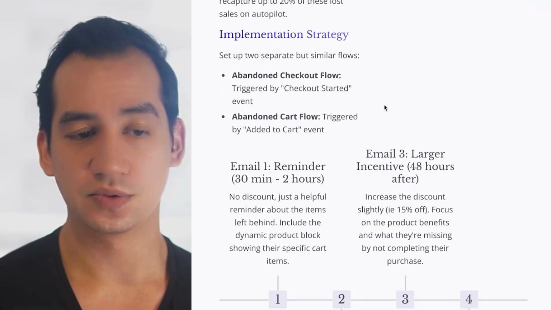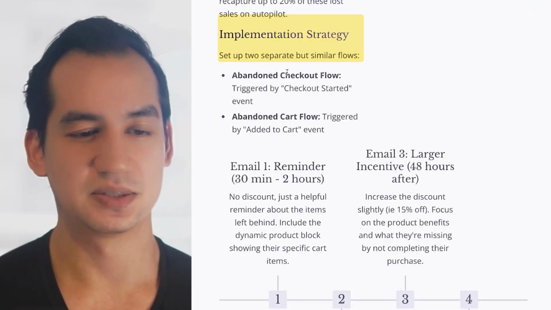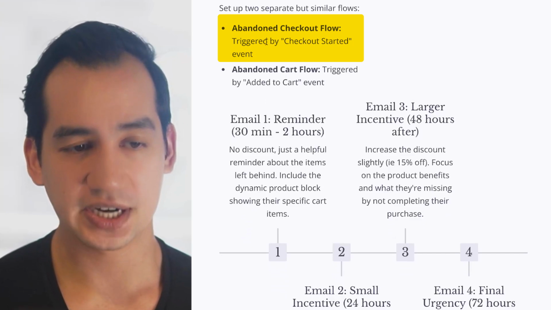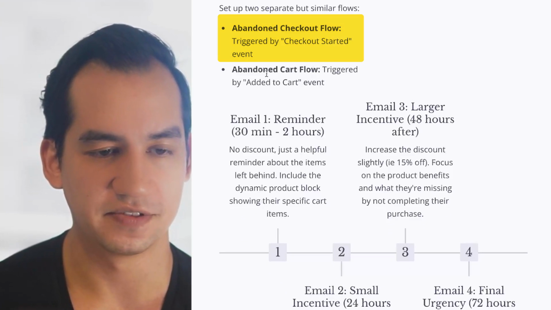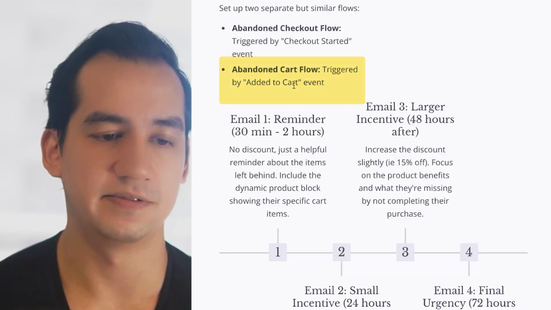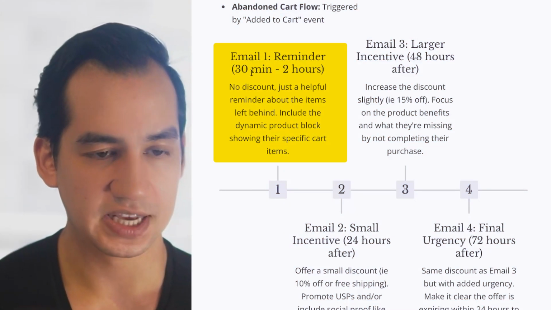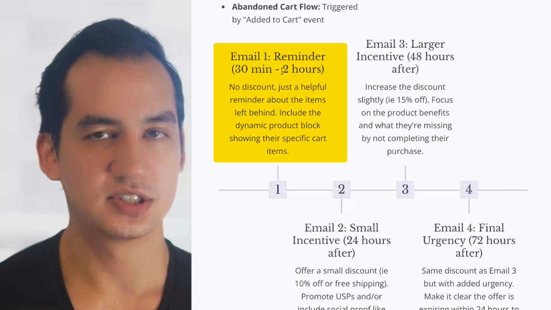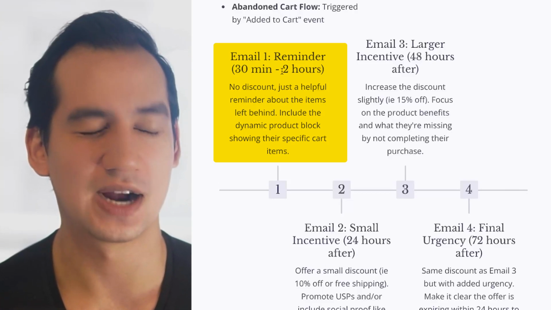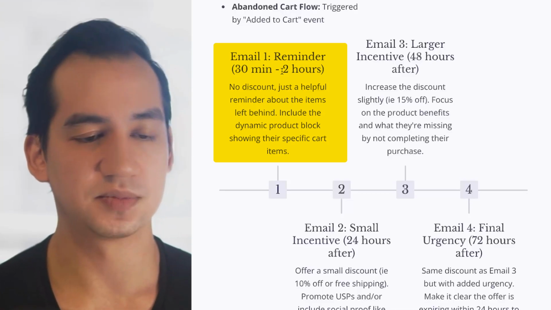All right, so here's how you implement it. You're going to want to be setting up two separate but similar flows. It's going to be the abandoned checkout, which is triggered by the checkout started event, and the abandoned cart flow, which is triggered by the added to cart event. Email 1, this is going to be a reminder, and the optimal time delay here is going to be 30 minutes to 2 hours. I think on Klaviyo, the default is like 4 hours. We've never seen that to work the best. Typically, it's going to be 30 minutes, but sometimes it's up to 2 hours.